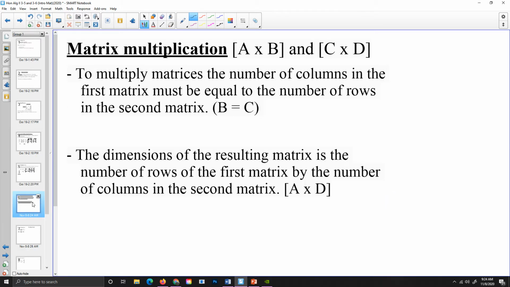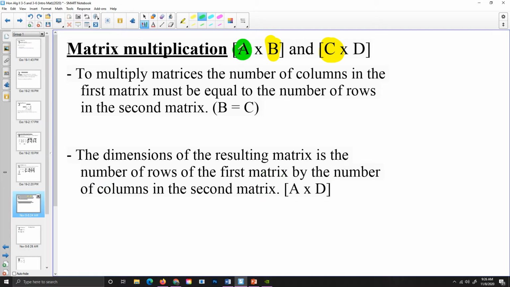The next thing we're going to talk about is matrix multiplication, and to multiply matrices, the number of columns in the first matrix must be equal to the number of rows in the second matrix. B and C have to be the same for us to do a matrix multiplication. The dimensions of the resulting matrix, the result of the multiplication, is going to have the number of rows of the first matrix and the number of columns in the second matrix.